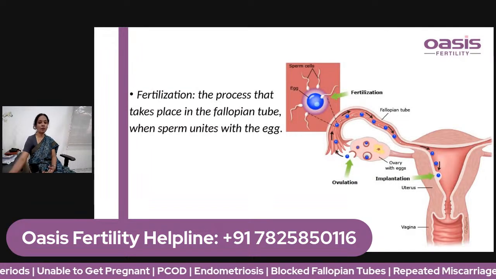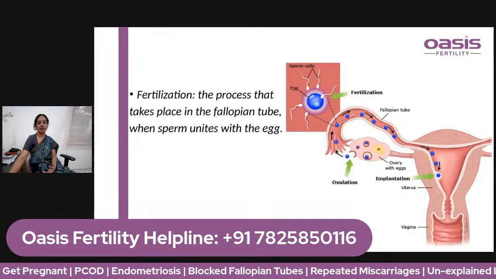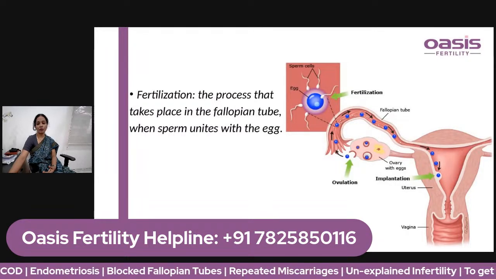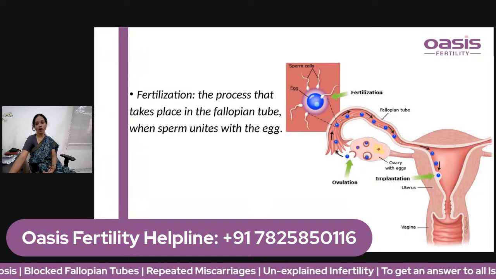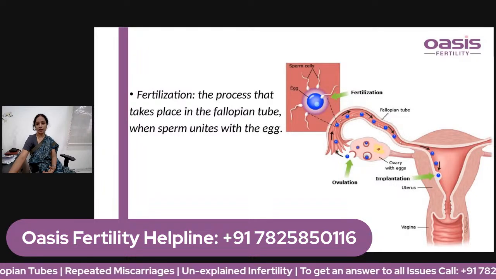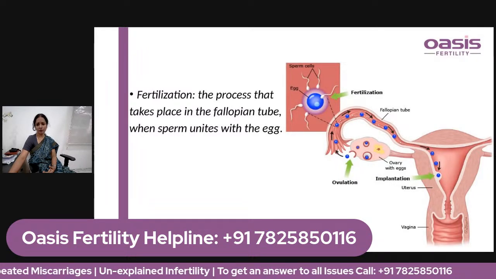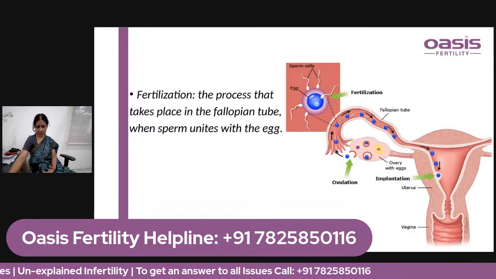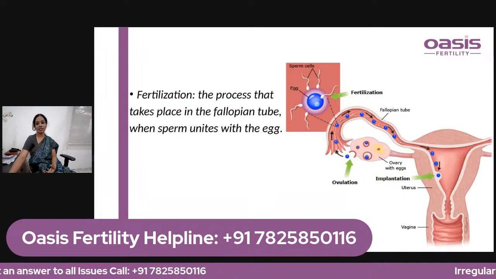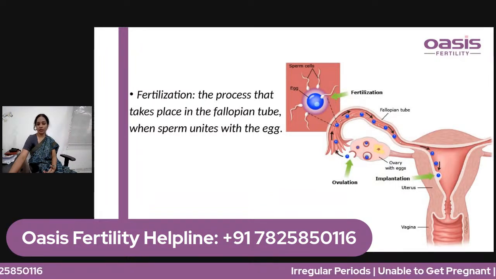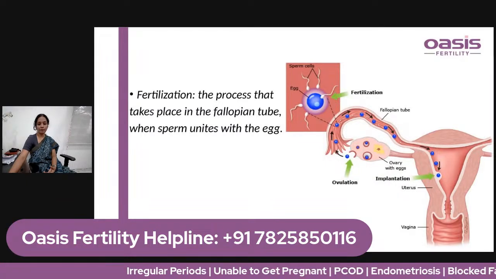Any problems that affect the meeting of the sperm and the egg, because of fallopian tube problems, or if the sperm is not motile enough to reach this part of the fallopian tube, or if there is no ovulation. For any reason, if this physiological process is impaired, then it affects fertility. That is why it's important that we understand the basics of fertility.